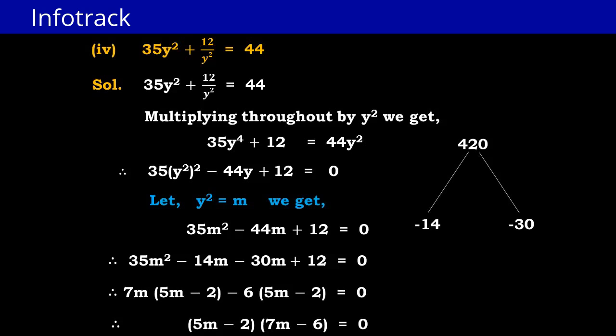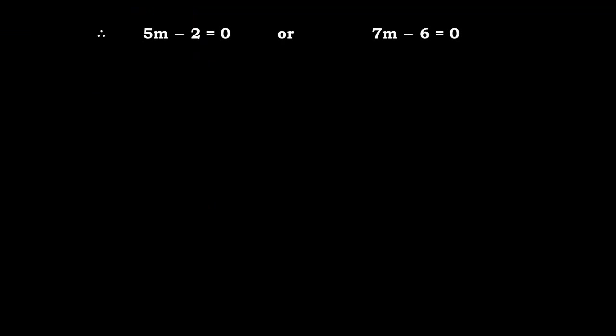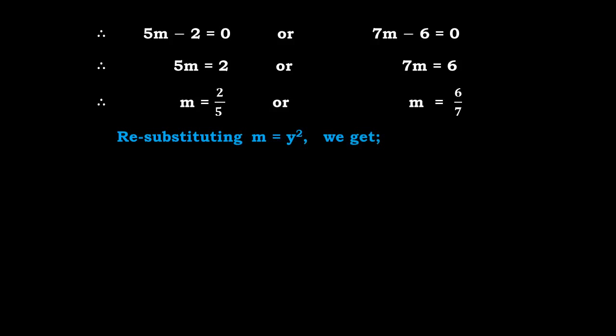Therefore 5m − 2 = 0 or 7m − 6 = 0. Therefore 5m = 2 or 7m = 6. Therefore m = 2/5 or m = 6/7. Resubstituting m = y², we get y² = 2/5 or y² = 6/7.